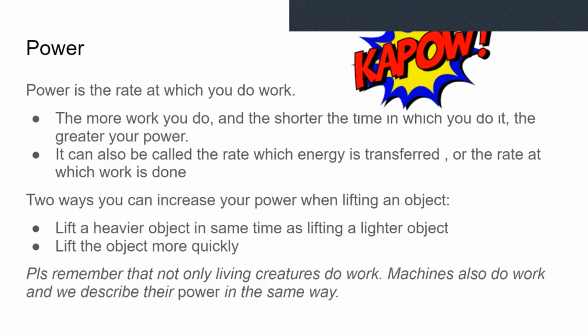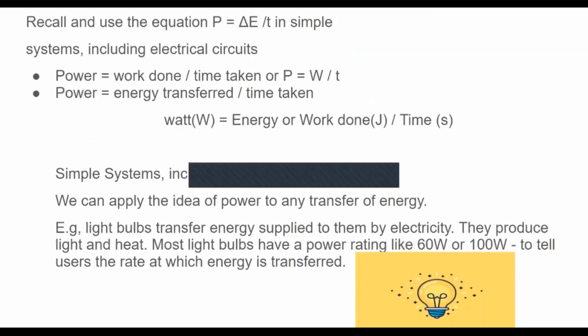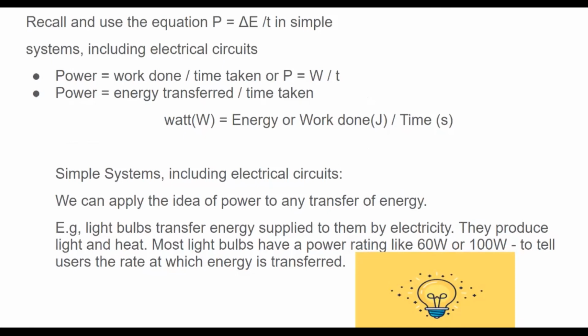Please remember that not only living creatures do work, machines also do work, and we describe their power in the same way. Recall and use the equation power equals change in energy divided by time in simple systems, including electrical circuits. Power equals work done divided by time taken, or P equals W over time. Power equals energy transferred divided by time taken. Watt, which is the unit of power, equals energy or work done in joules, divided by time in seconds.